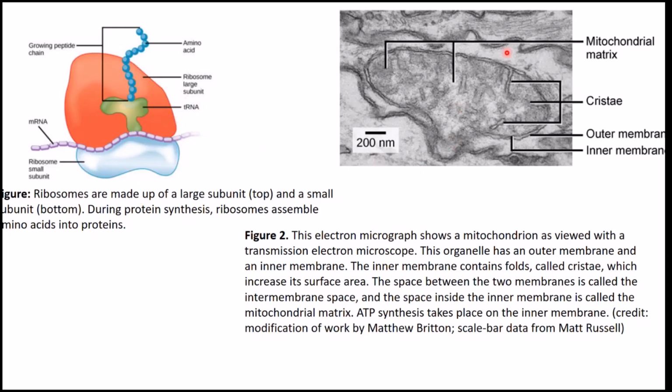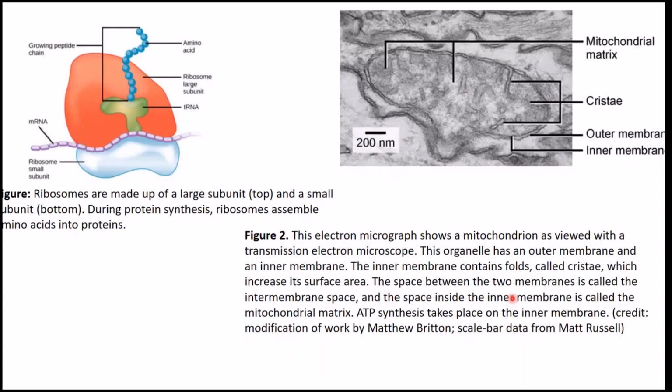And then there's the mitochondrion, with its matrix, cristae, outer membrane and inner membrane. This electron micrograph shows the mitochondria as viewed with the transmission electron microscope. The inner membrane contains folds called cristae, which increase surface area.